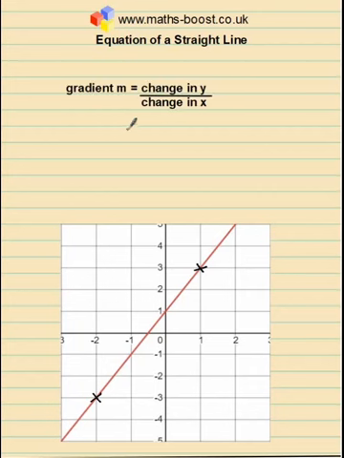And then we're going to use this formula that allows us to calculate the gradient m. It's a fraction, and on the top, we'll put how much the y value has changed going from one point to the other, and on the bottom, how much the x value has changed going from one point to the other. So I'm just going to put the coordinates in here.